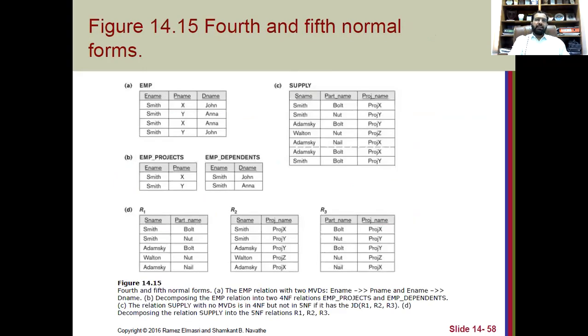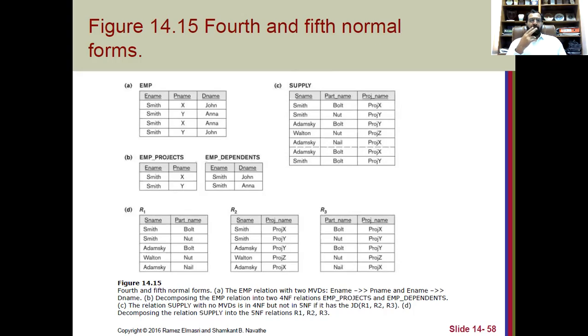So here you can see the relation A first. If you look at A, there are multi-dependencies. Check E name and P name. Smith determines X, Smith determines X. It is coming twice. You can see Smith determines Y, Smith determines Y. So there is a multi-value dependency. That is called multi-value dependence. Similarly, you can see E name multi-determines D name in the A table. So X determines John, X determines Anna, Y determines Anna, Y determines John. So there is also a multi-value dependency.